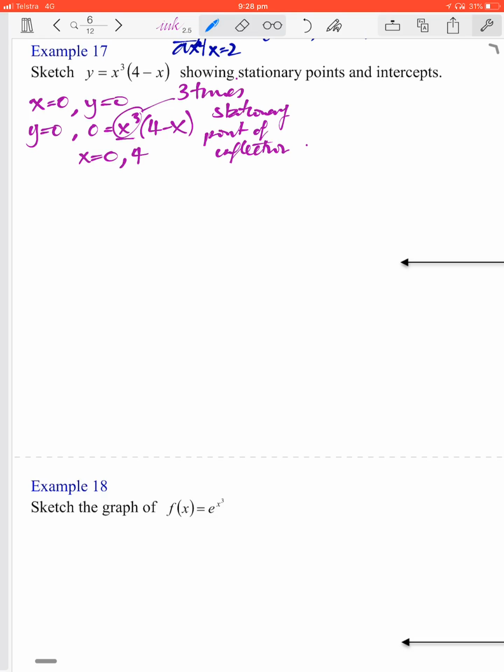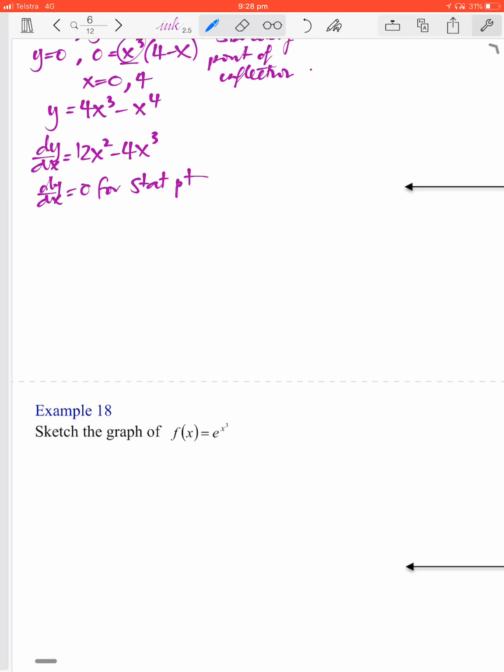Okay, so first, let's expand it out. y equals 4x cubed minus x to the 4. dy dx is equal to 12x squared minus 4x cubed. dy dx equals 0 for a stationary point.